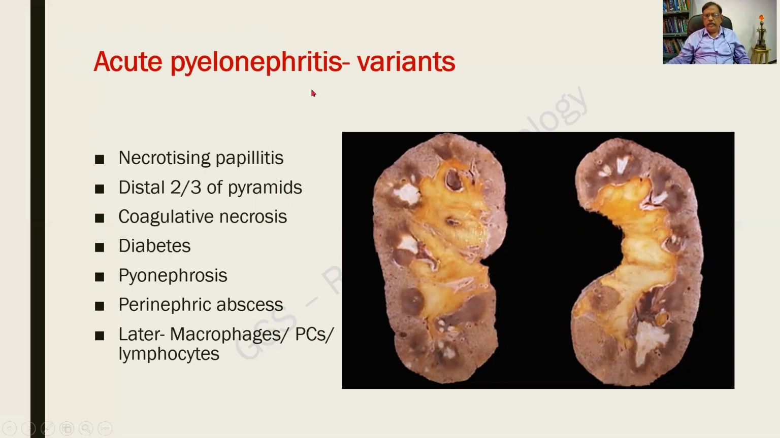It is an acute pyelonephritis, so I will be finding acute inflammatory cells such as the neutrophils. But in the later stages, they will be replaced by macrophages, plasma cells, and lymphocytes. So remember this will be asked as an MCQ: necrotizing papillitis involving the distal two-thirds of the pyramid, classical in diabetes mellitus.